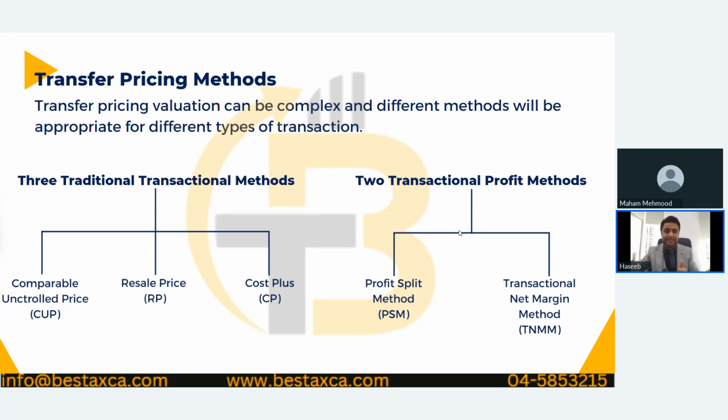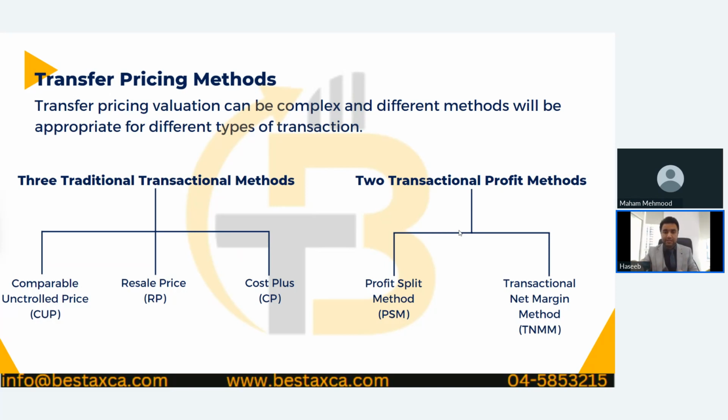Then there's the transactional net margin method, which relates only to a single party. Before, we were splitting the profits between different parties in these transactions. Here, for example, if we are buying some goods worth 100,000 and selling them for, let's say, $106,000, it means that my margin is 6%. So that 6% margin that I have should be as per market.